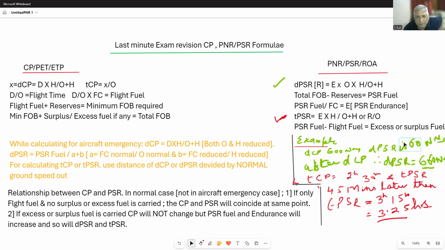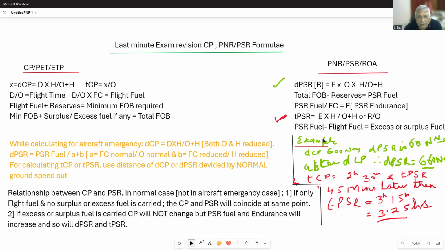distance, right? If the DPSR is known to you, enter here and find out the endurance. With this new endurance, which I have found out, fuel consumption is known to you, find out the PSR fuel. PSR fuel minus flight fuel is my excess fuel. If PSR fuel is known to you, he could ask you what is the fuel consumption, if from here you calculated the PSR fuel.